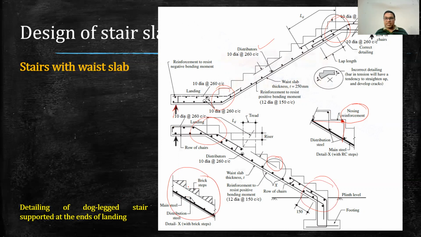If we provide brick steps, then the stair slab is different, and the steps are of brick masonry. So in case of load calculation, we multiply with the density of brick in case of steps load calculation, and we multiply the density of RCC in case of load calculation of stair slab. So that is one case.